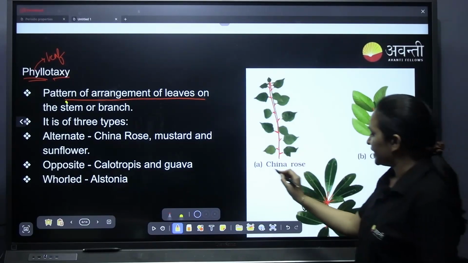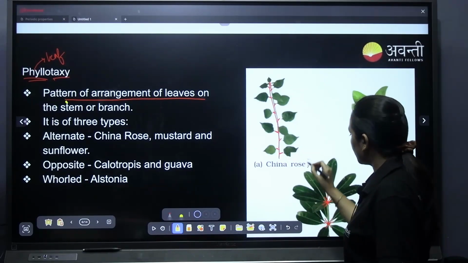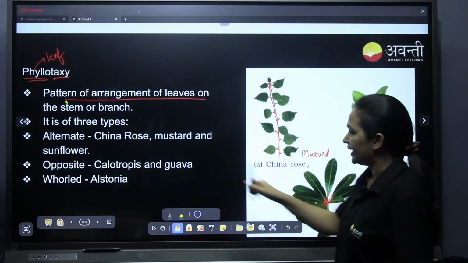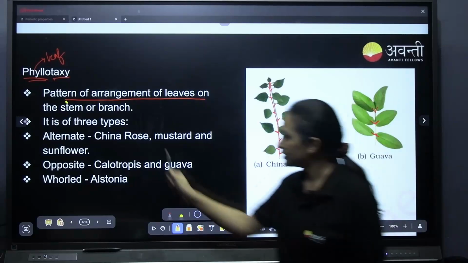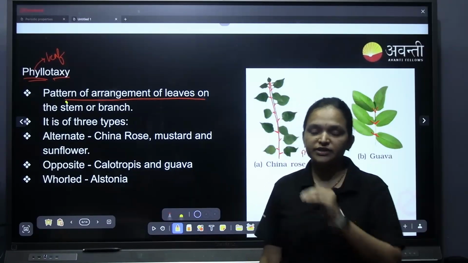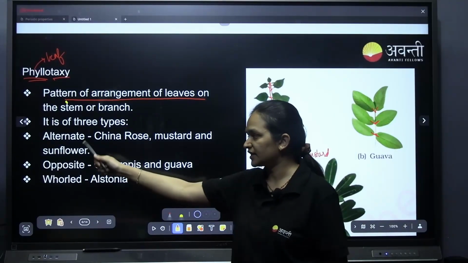Example for the alternate is China rose, then mustard and sunflower. These three are important because they are frequently asked in the exam as one-liners. So China rose, mustard and sunflower is alternate.